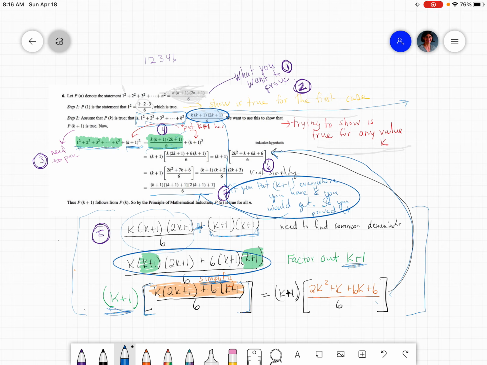And then it's pretty straightforward what they're doing there. They simplify the inside, they just keep simplifying down, and at the very end they have this simplified. And if I took a k plus 1 everywhere, then I'm going to end up with the same as if I put a k plus 1 up here.